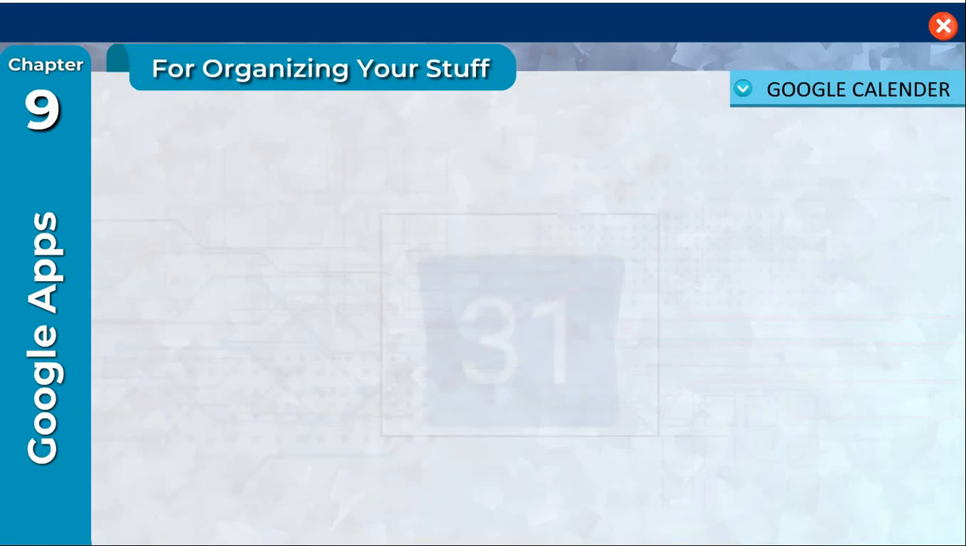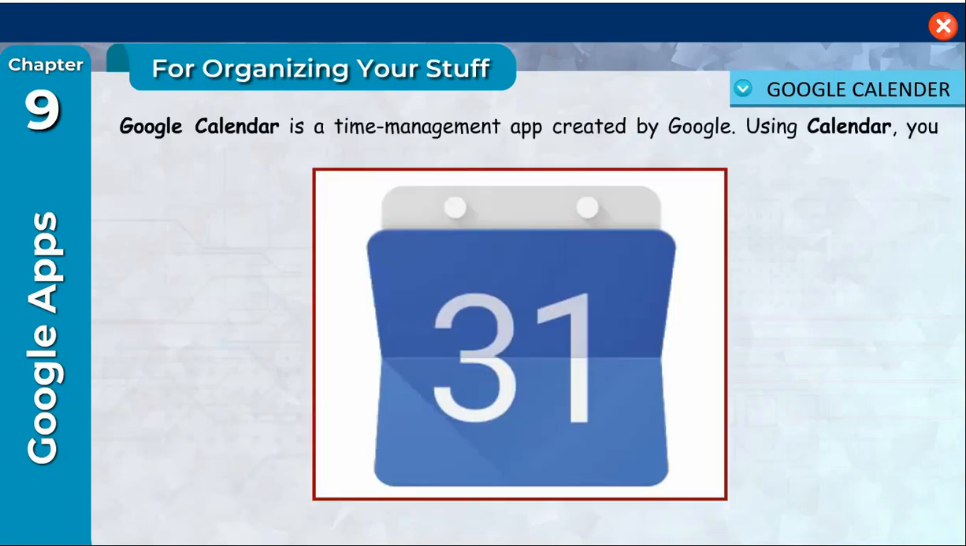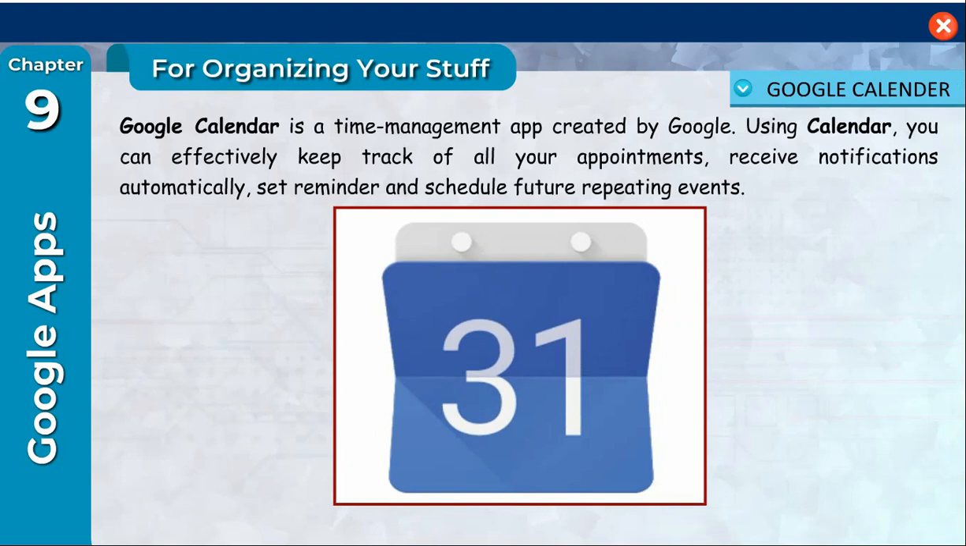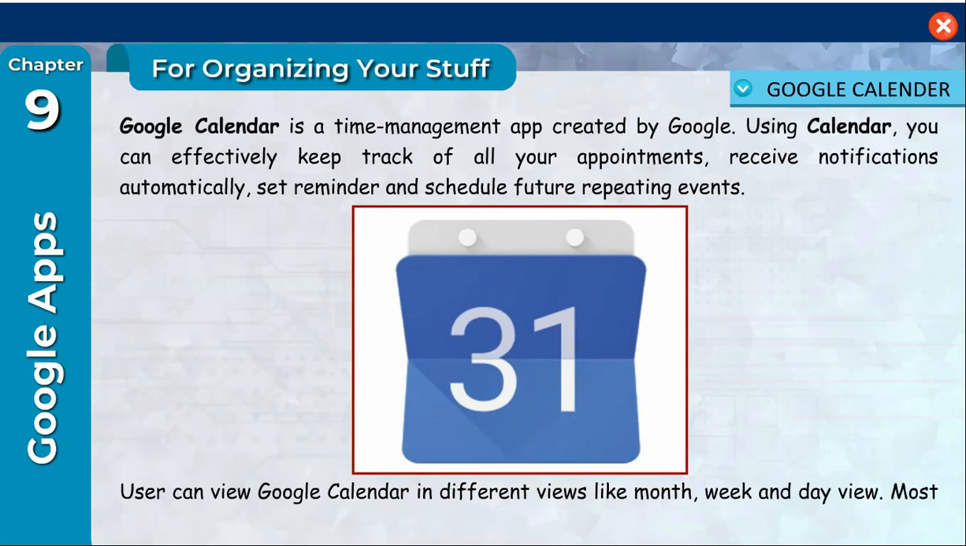For organizing your stuff, Google Calendar. Google Calendar is a time management app created by Google. Using Calendar, you can effectively keep track of all your appointments, receive notifications automatically, set reminders and schedule future repeating events. Users can view Google Calendar in different views like month, week and day view.